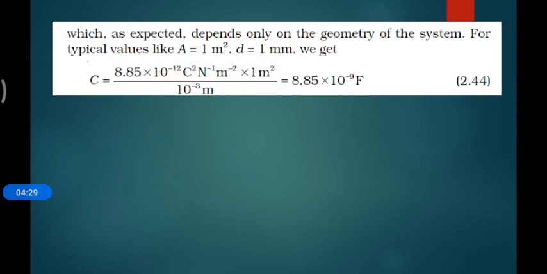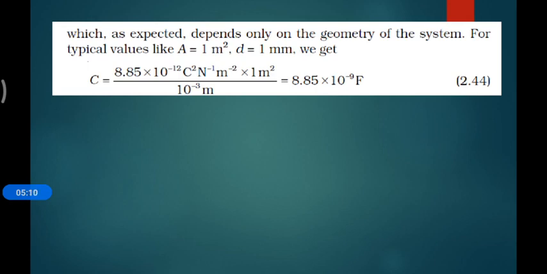This epsilon 0 is 8.85 into 10 to the minus 12, A is equal to 1 meter square and D is 1 mm, which is 10 to the minus 3 meter. So the answer is 8.85 into 10 to the power minus 9 Farad, and minus 9 is nothing but nano. So what does it mean? Even though you have 1 meter huge plates, you can generate only 1 nanofarad. Now you may feel how big the Farad unit is. Using just 1 meter plates, we can only generate nanofarad capacitance.